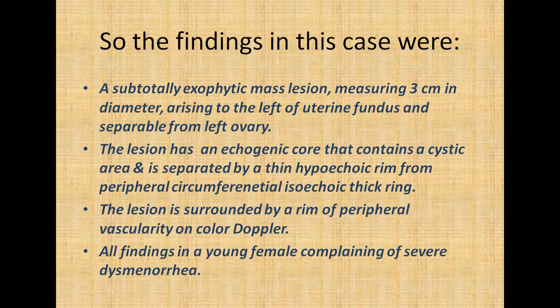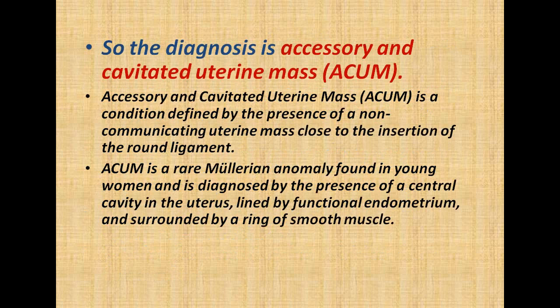So the findings in the case were a subtotally exophytic mass lesion measuring 3 cm in diameter, arising to the left of the uterine fundus and separable from the left ovary. The lesion has an echogenic core that contains a cystic area and is separated by a thin hypoechoic rim from a peripheral circumferential isoechoic thick ring. The lesion is surrounded by a rim of peripheral vascularity on color Doppler. All findings in a young female complaining of severe dysmenorrhea. So the diagnosis is accessory and cavitated uterine mass.